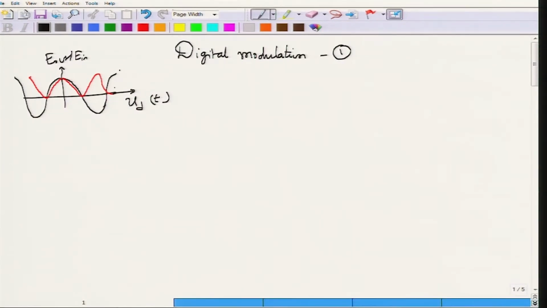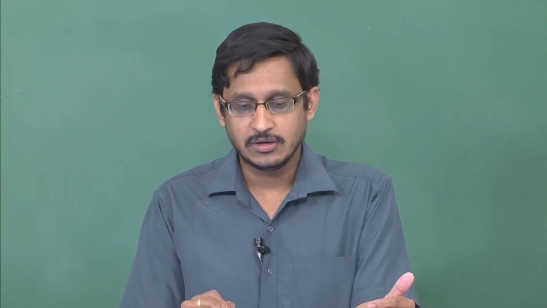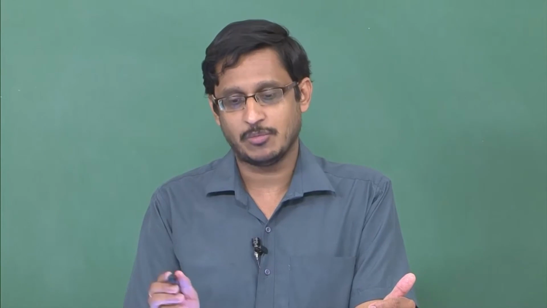This is the cosine form, and the red one is the power transfer function, which is the ratio of output power to input power as a function of ud of t. We have already seen the use of this Mach-Zehnder modulator to generate optical pulses out of continuous wave optical input signals. We will now look at how to implement basic digital modulation technique using this modulator.